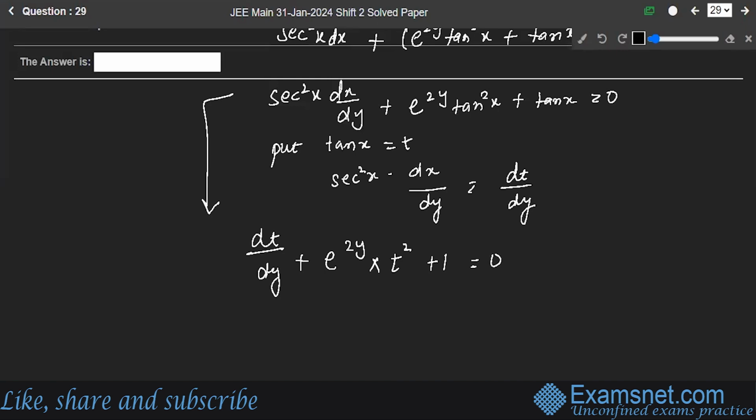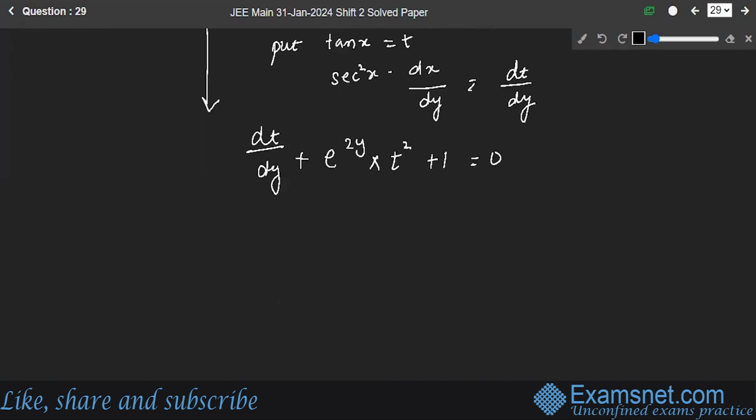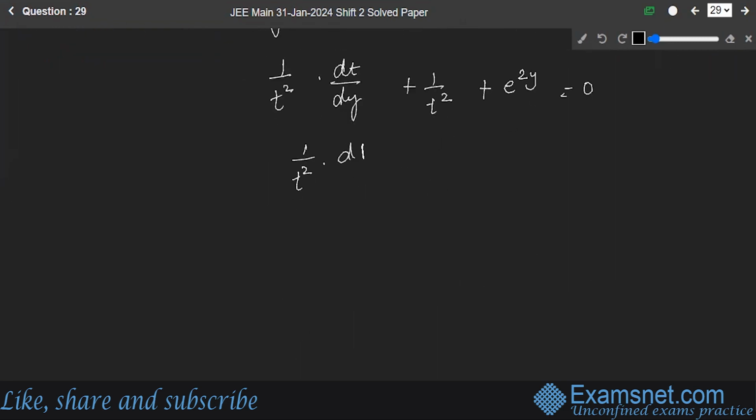Or dividing both sides by t square, you will have 1 by t square into dt by dy plus 1 upon t square plus e raised to power 2y is equal to 0. Or I can write it like this, dt upon dy plus 1 upon t square is equal to minus e raised to power 2y. Let's put 1 upon t is equal to u.